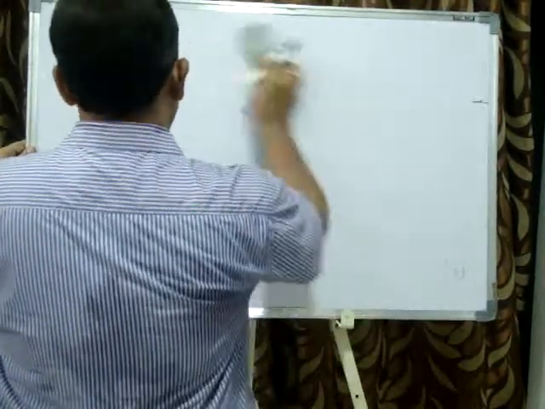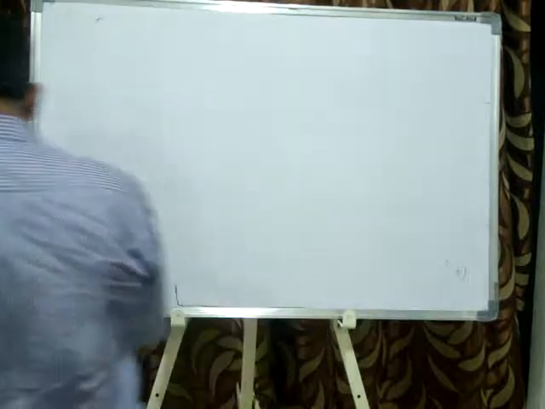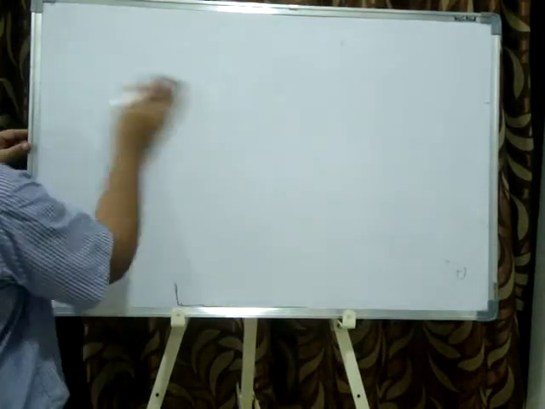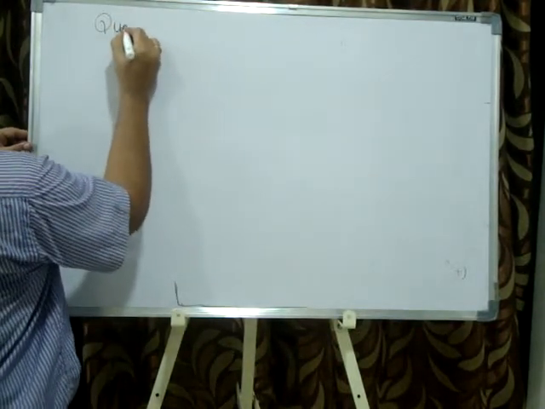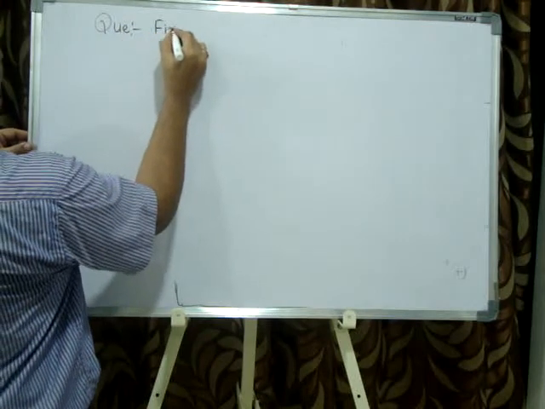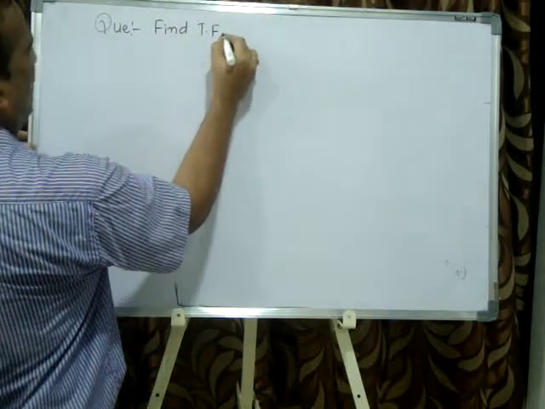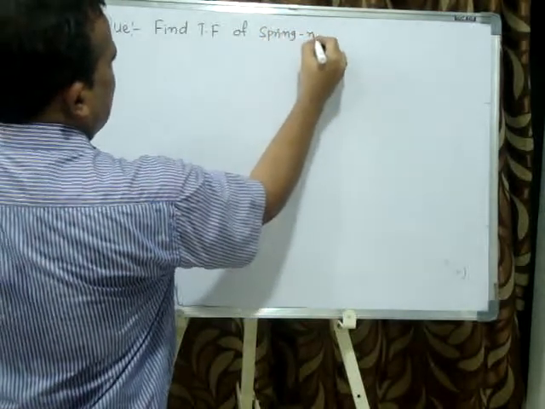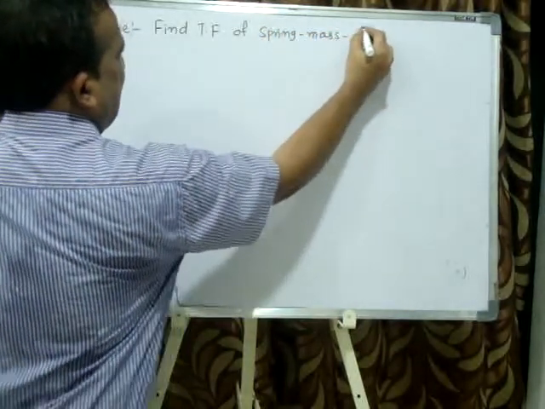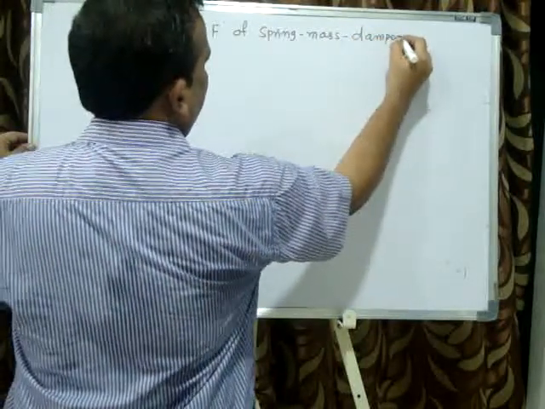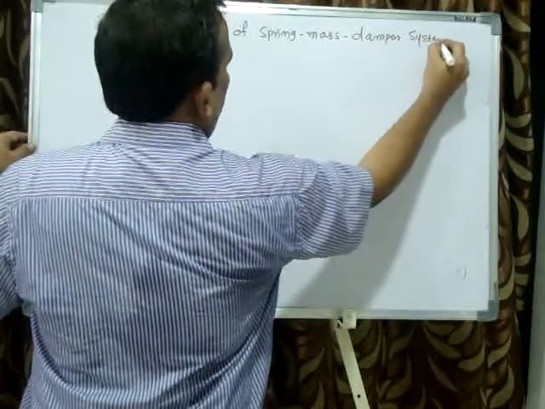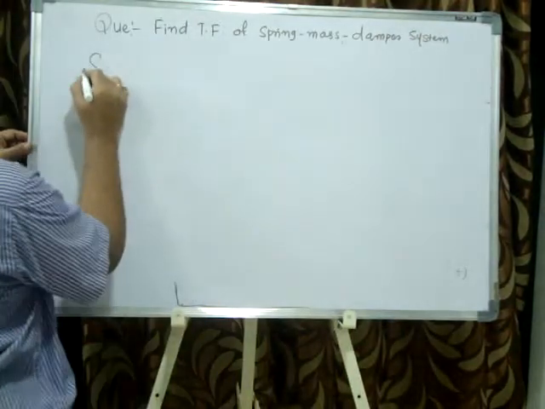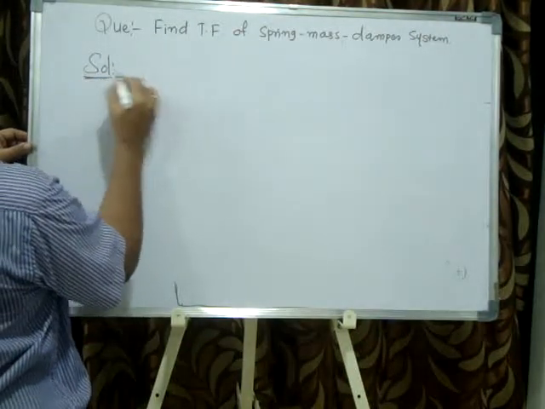Extension of this question only. It's an important question, a more realistic question. Find the TF, transfer function of a spring-mass-damper system. Okay, solution. So you draw the figure.